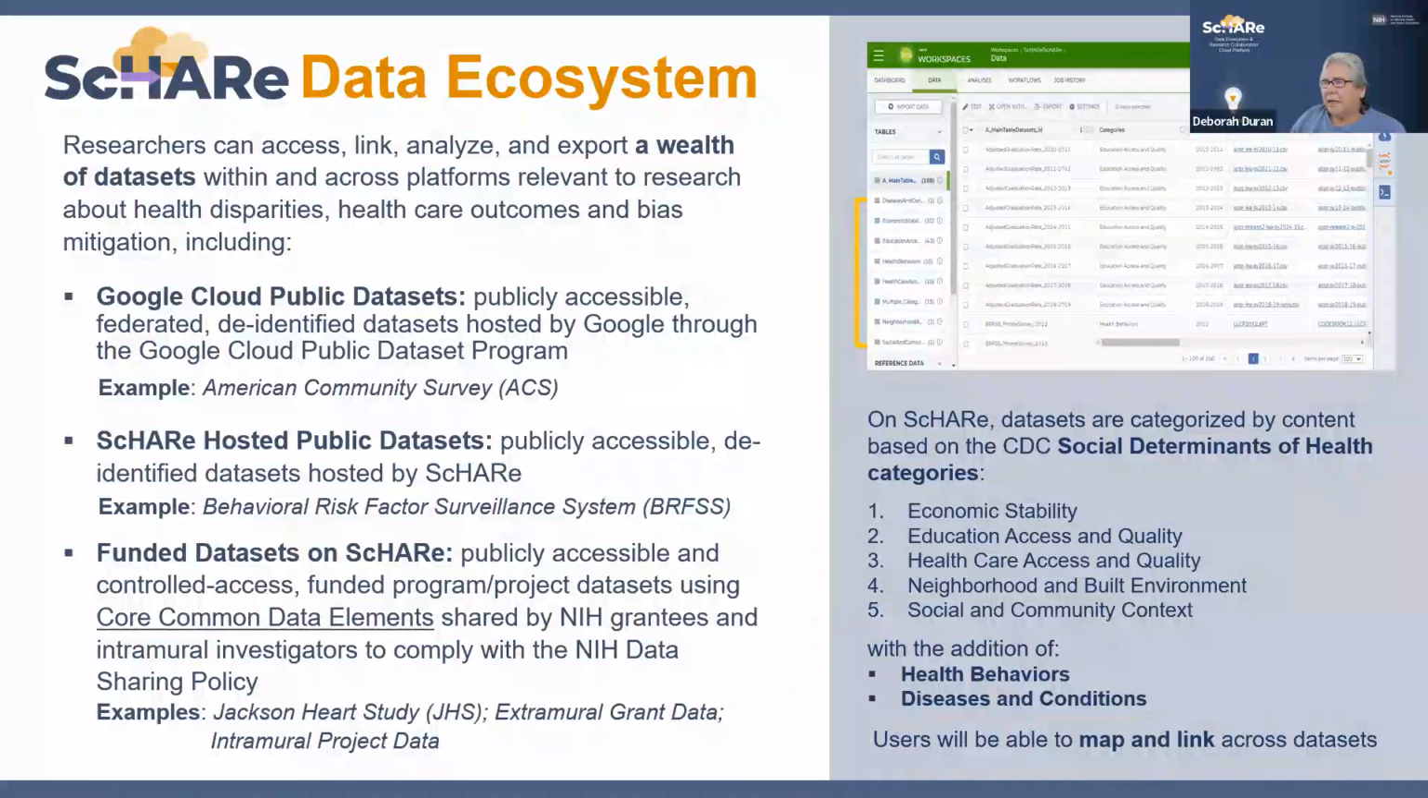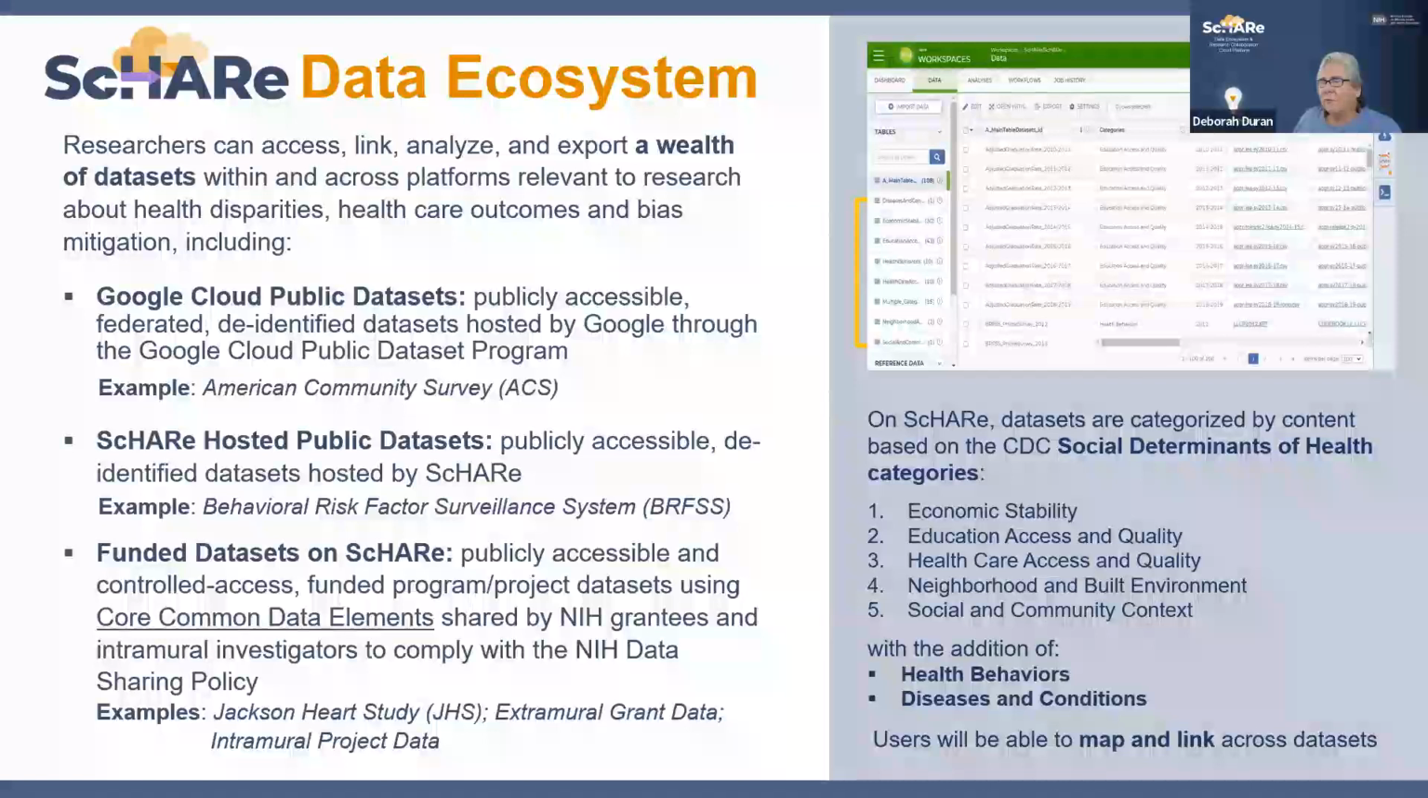The ScHARe data ecosystem will combine Google Cloud data sets. These are public data sets that do not have identifiable information. They're often called federated data sets, which is a new term. One example of a data set on there is the American Community Survey.